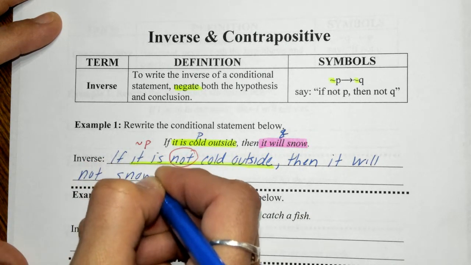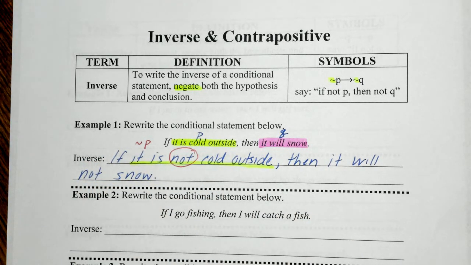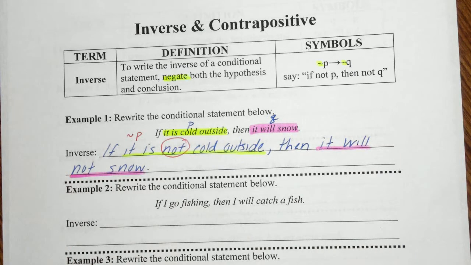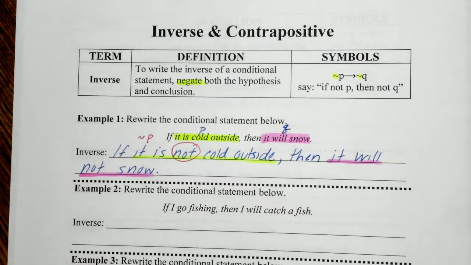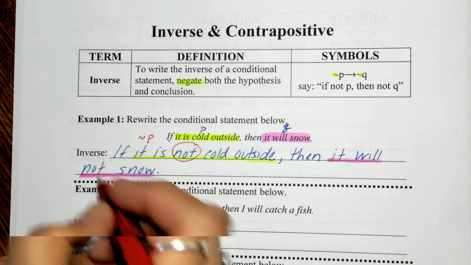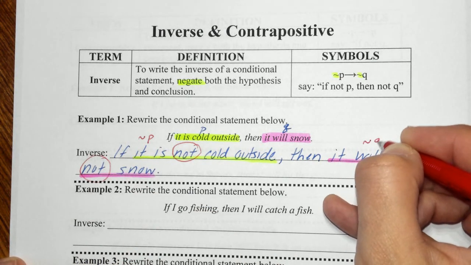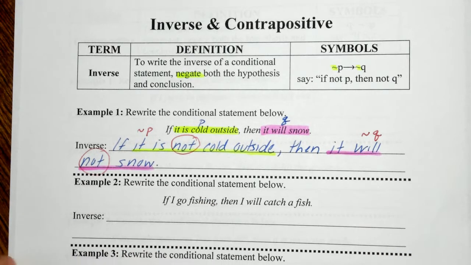And again, anytime you need to, please pause and get these written down. So here we have, it will not snow. The snowing part is the conclusion, but we have that not, making this a negated conclusion. Change it to the opposite. That's all negated means.